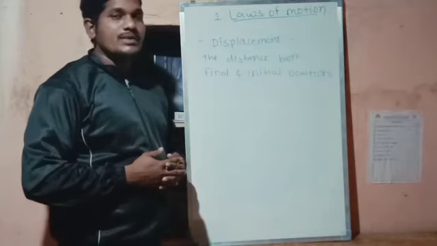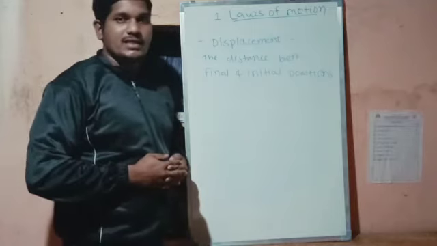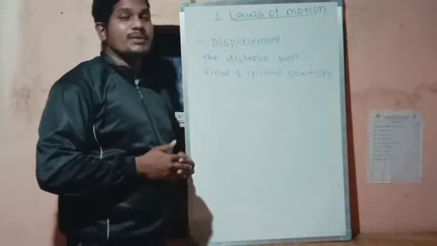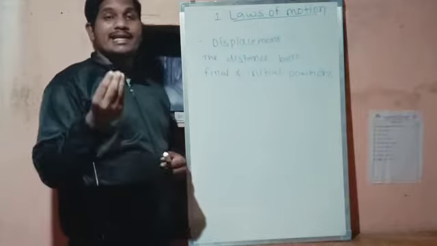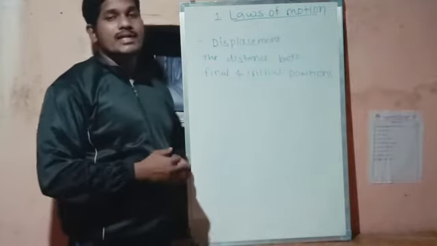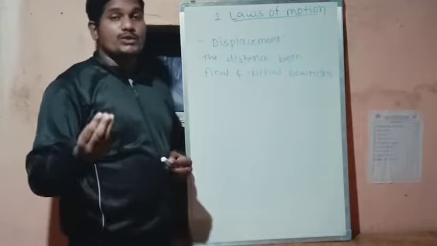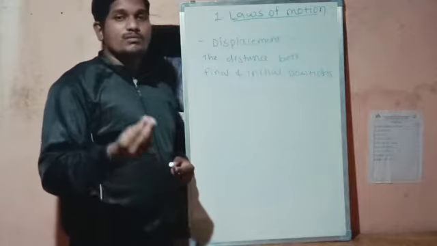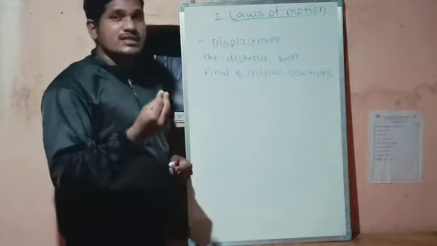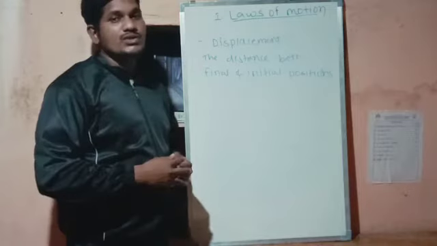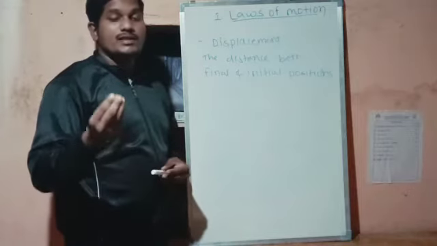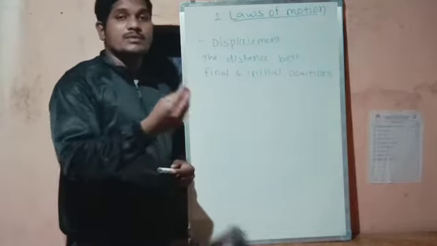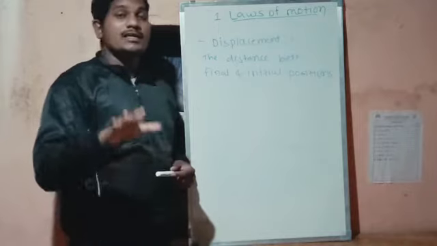Now I will give you the same example so you will understand very easily. Suppose you are moving from home to school. The home is your initial position and the school is your final position. So when you move from home to school, there will be a movement, or you can say a distance between the initial and final positions. The initial position is home, and the final position is school. So the distance between the initial and final positions is called displacement.